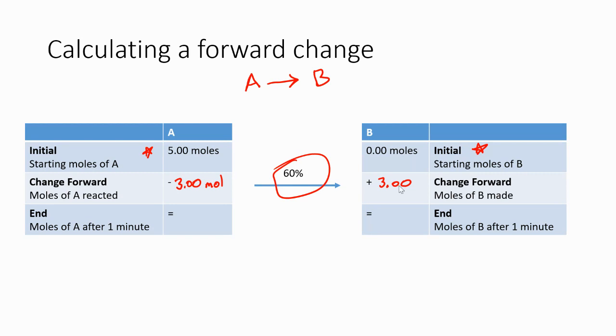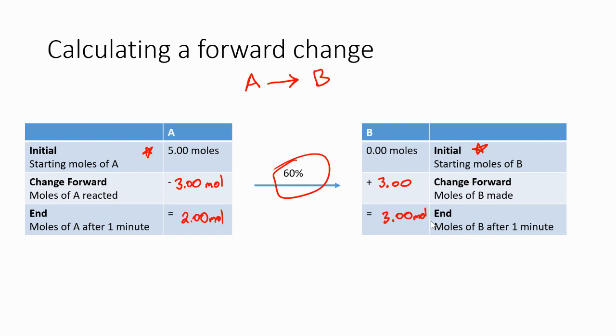And so at the end of 1 minute, I am left with 2 moles of A and 3 moles of B. But what if it were more complicated than that? What if I had simultaneous forward and reverse reactions taking place?